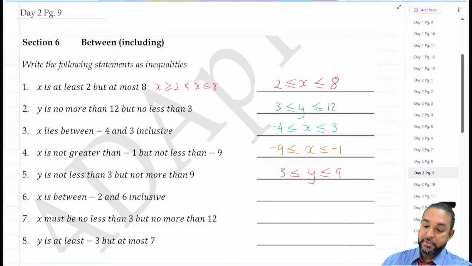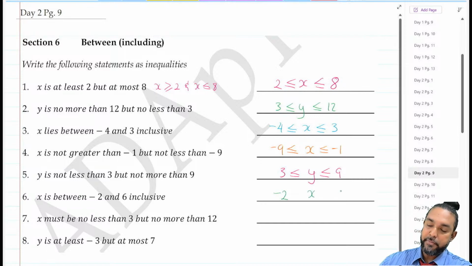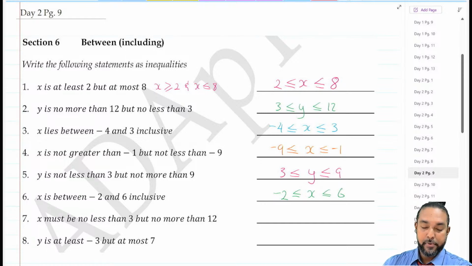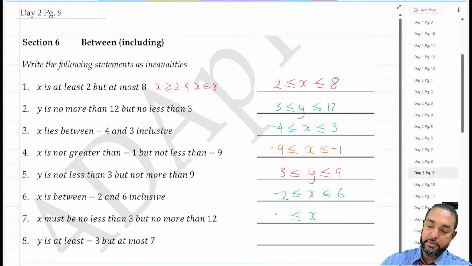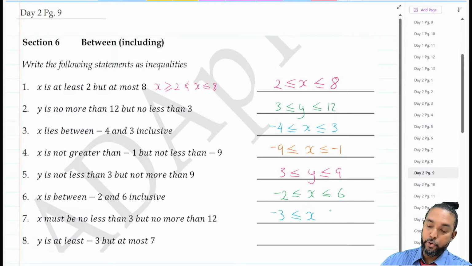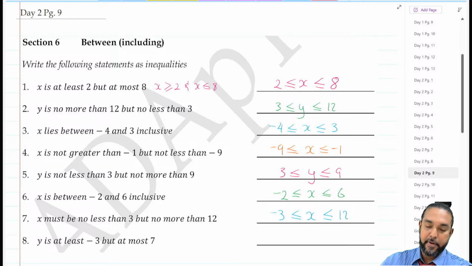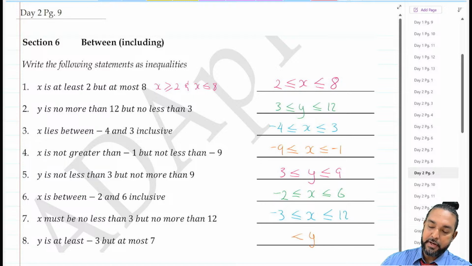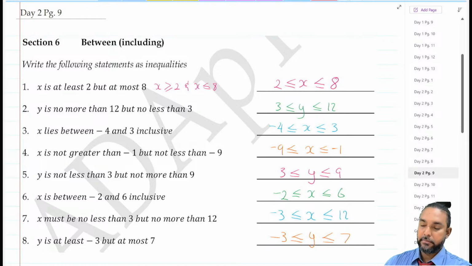X is between minus 2 and 6, inclusive, which means it's less than or equal to and greater than or equal to. X must be no less than minus 3, so no less than means it could be greater than or equal to. Sorry, I was supposed to change my color there. No less than, so greater than or equal to, and no more than, so less than or equal to 12. All right, Y is at least minus 3, so greater than or equal to minus 3, but at most 7, so less than or equal to 7.